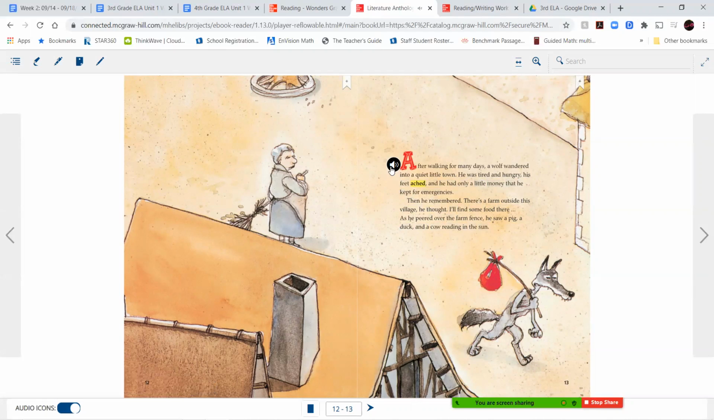Now, as we read our story, you're going to notice that some of our words are highlighted in yellow. Those are going to be your vocabulary words this week, and we're going to go over the meanings of those in just a moment.